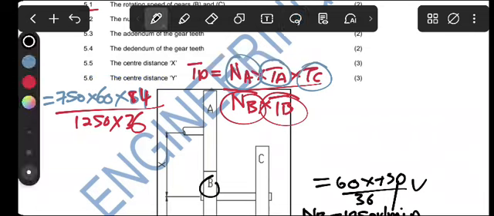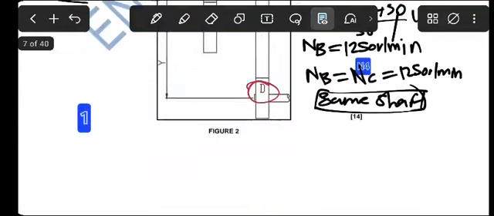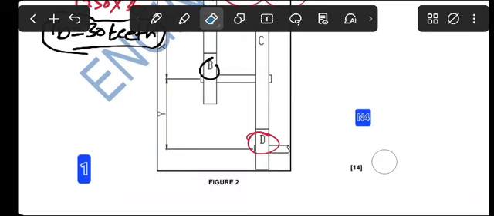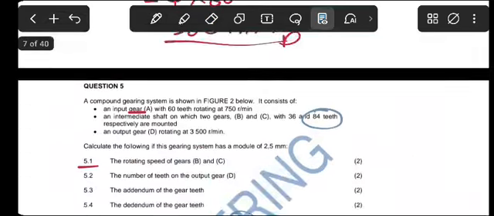The teeth on the output gear there, the gear D, simply will be 30 teeth. This is what we'll have, 30. So we'll have 30 teeth on the gear. All right, so we're done with that.